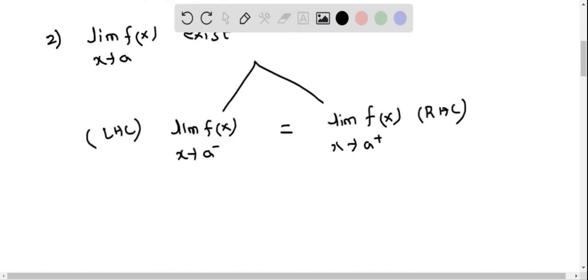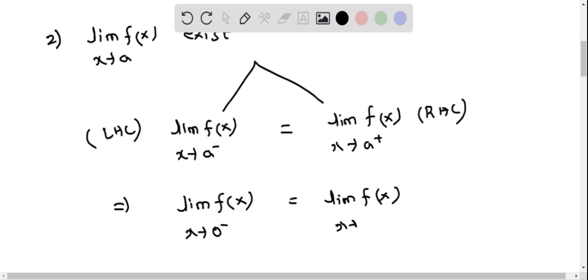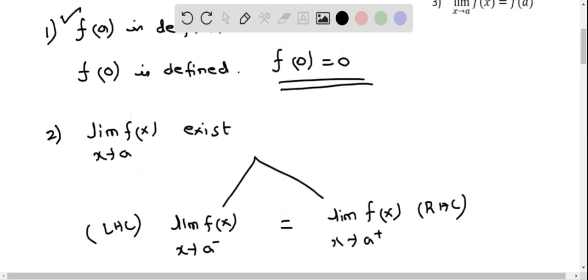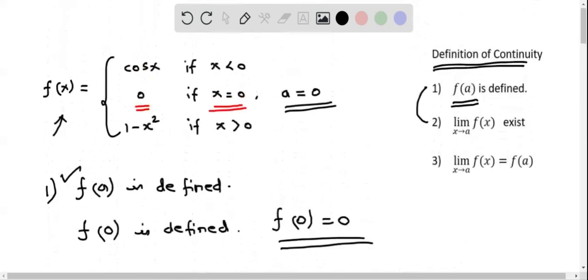So I'm going to do the next step. Since our point a is equal to 0, I write this as the limit of f of x as x approaches 0 minus, which is equal to the limit of f of x as x approaches 0 plus. Now we go back and substitute the corresponding function definition. Basically, when x approaches 0 from the left, it is equivalent to x being less than 0.